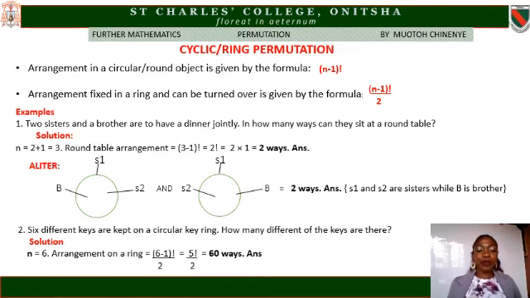Example 2. 6 different keys are kept on a circular key ring, just like my key. How many different arrangements of these keys are there? In that question, our n is 6. And in the arrangement, because it's done on a ring, which can be turned over, we have (6 minus 1) factorial over 2. And when you simplify, you are going to have 60 ways as your answer. I hope you are still with me out there.